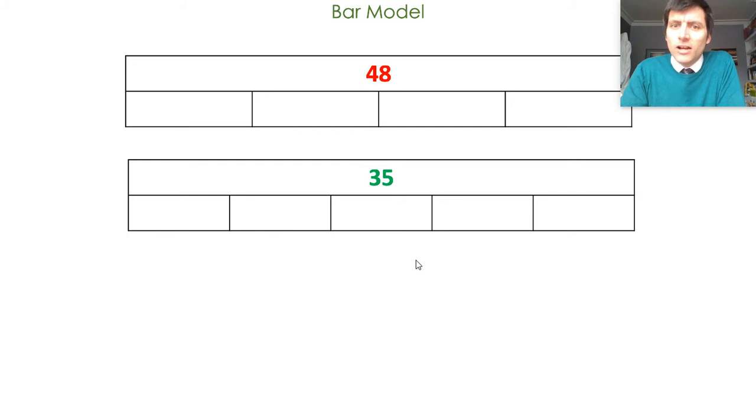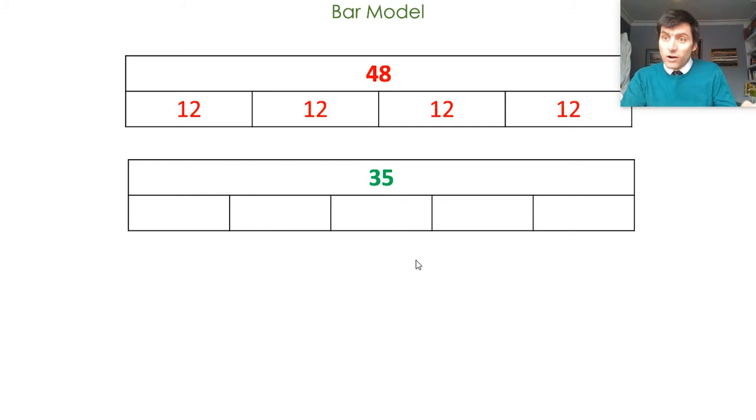Let's see. Well, we can see 12 lots of 4 make 48. Therefore, each of our 4 sections, the factor that goes with 4 is going to be 12. Each of our 4 sections needs to have 12 in it because 12 add 12 add 12 add 12 makes 48. Our second section then, we've got 35 as our product.